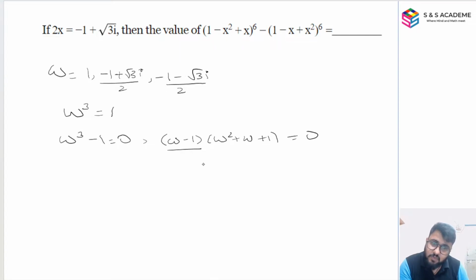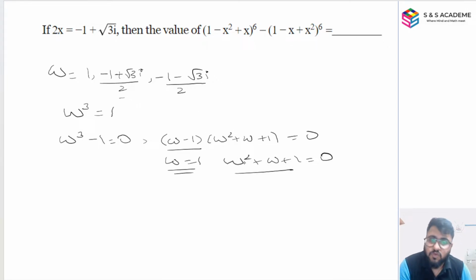Omega minus 1 equal to 0, obviously, because omega is equal to 1. We know that's one of the roots. And omega square plus omega plus 1 is equal to 0. On solving this quadratic equation, we get these two roots. So we know omega is also equal to these two roots. And also, we are going to use this result here.